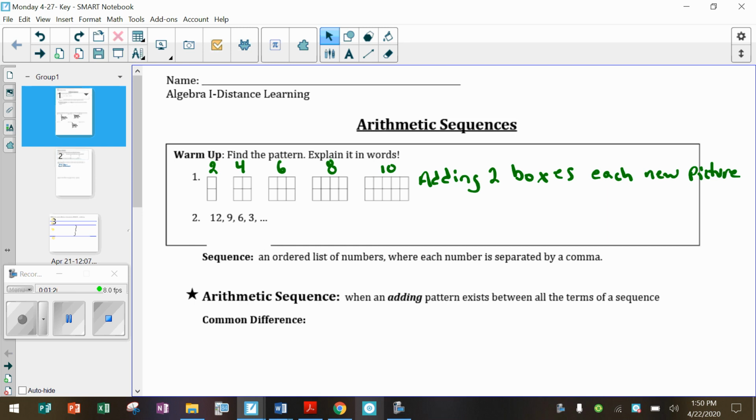So look at example 2. We go from 12 to 9, which is subtracting 3, and then 9 to 6, which is subtracting 3, and then 6 to 3, which is subtracting 3. If it's the same amount of subtraction each time or addition each time, that is an arithmetic sequence. So the explanation for this pattern is subtracting 3 from one number to the next number.